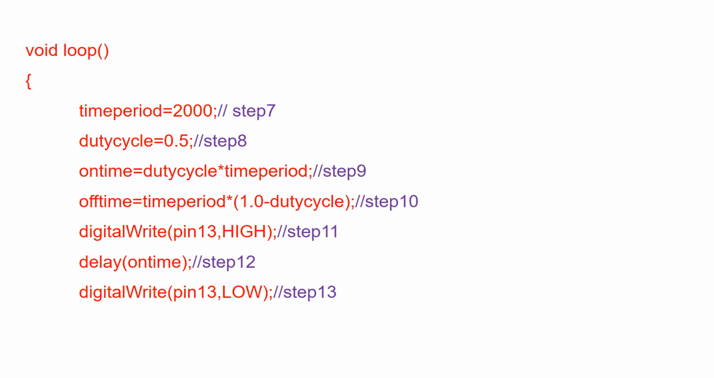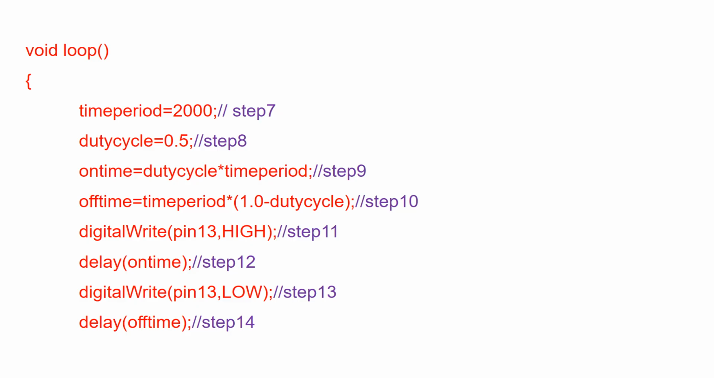In the next line, again with the same tab space, type digitalWrite, open the small bracket, pin 13, comma, LOW, close the small bracket and put the semicolon. This statement when executed makes pin 13 to take low potential, that is logic 0. This corresponds to step 13 as mentioned earlier.